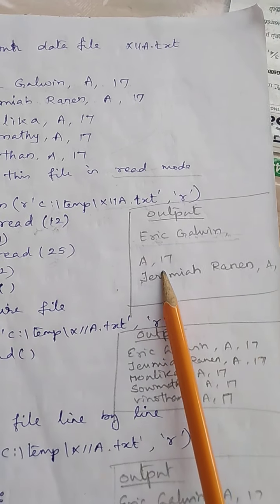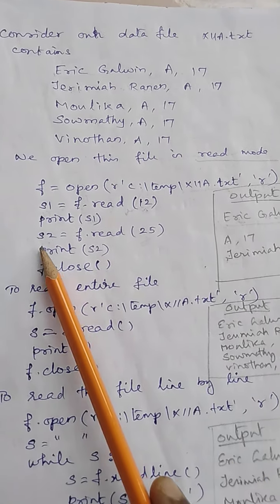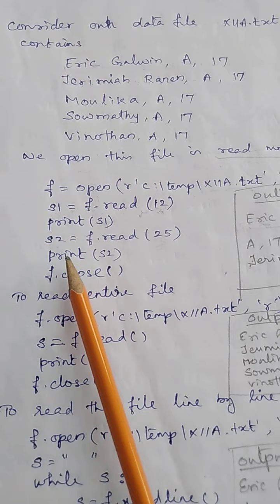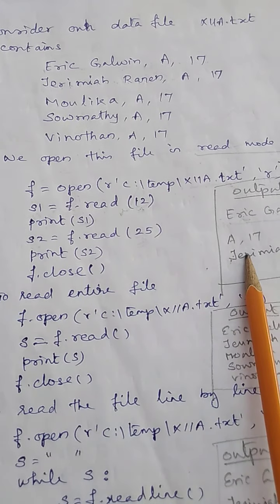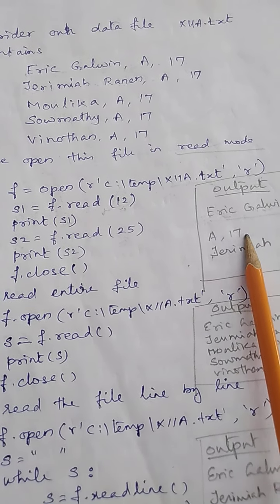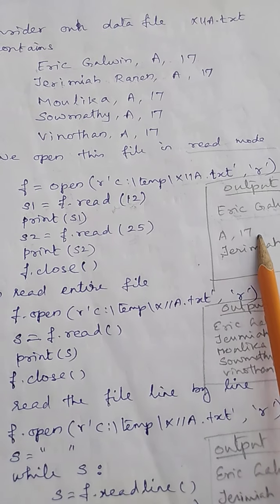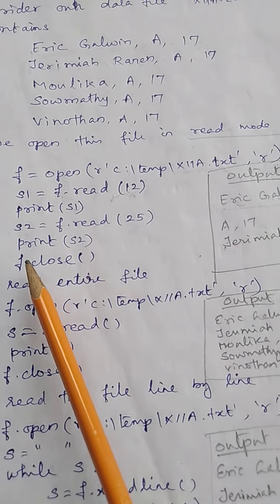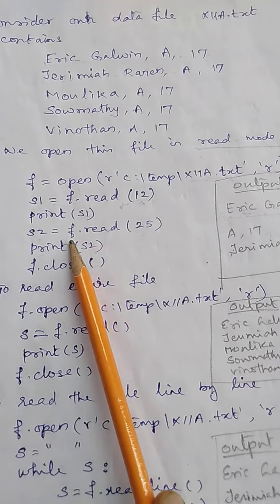So up to this, 25 characters will be stored into the variable called S2. Now we are saying print S2, and S2 will be displayed. See, the end of line is also a character that is displayed there. So now we can complete the process in the file.